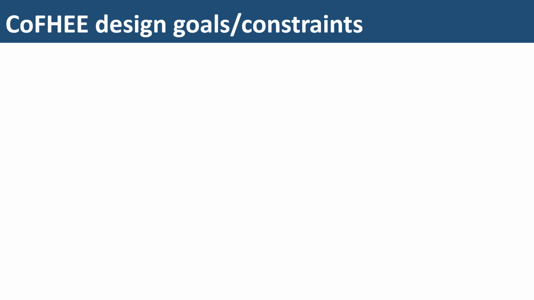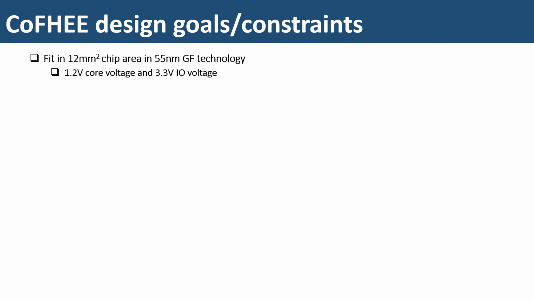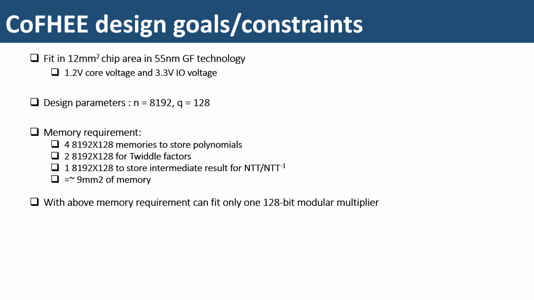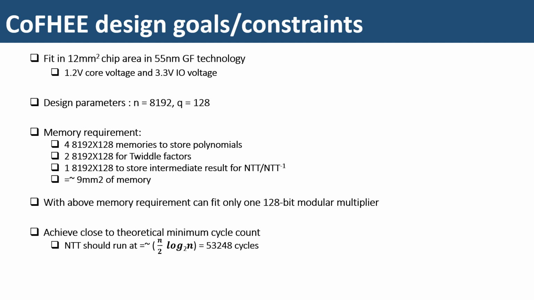As our main goal is to fabricate an ASIC, we had some design constraints. The target technology is 55 nanometer with GlobalFoundries, and the overall design should fit in 12 millimeter square of chip area. And to run a CryptoNet workload on CoFHEE, the polynomial degree chosen is 8192 and the coefficient modulus chosen is 128 bit. This gives a memory requirement of around 896 kilobytes, which is close to 1 megabyte. And in GlobalFoundries 55 nanometer technology, this much memory takes around 9 millimeter square of chip area. That leaves only enough space to fit one 128-bit modular multiplier. So our goal is to achieve the theoretical minimum cycle count for all the polynomial operations that is possible to achieve with only one multiplier.